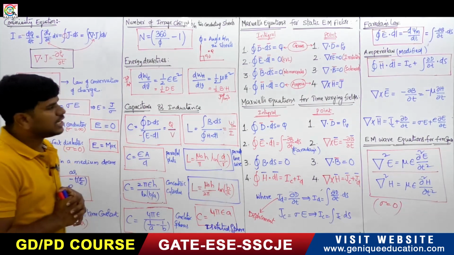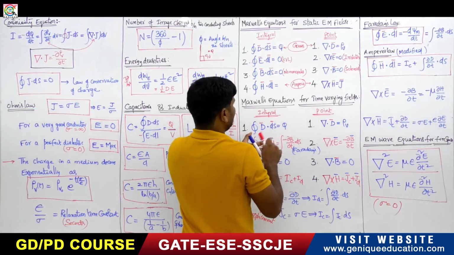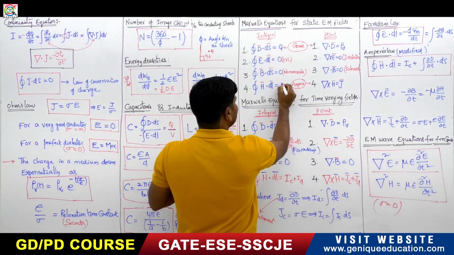Suppose you come to the fourth equation. What is this fourth equation? Sorry, this is I.